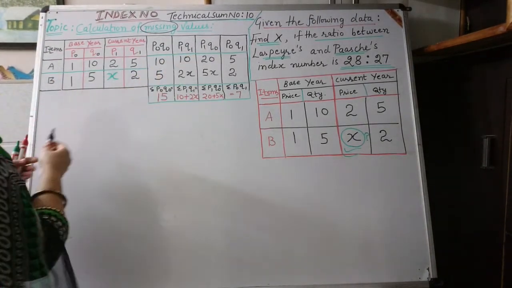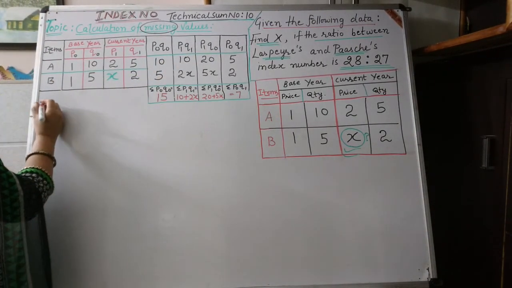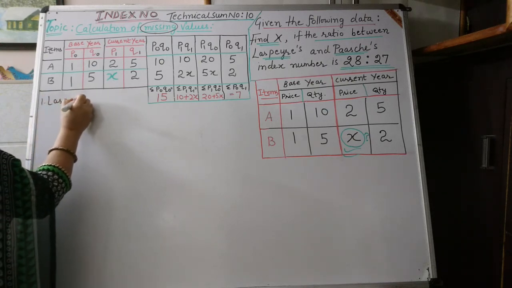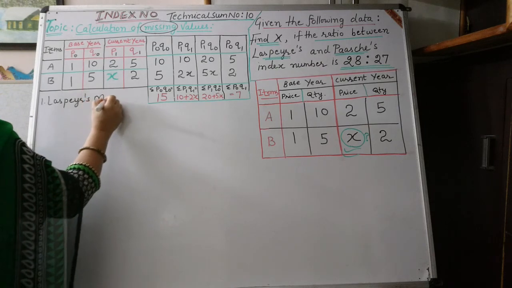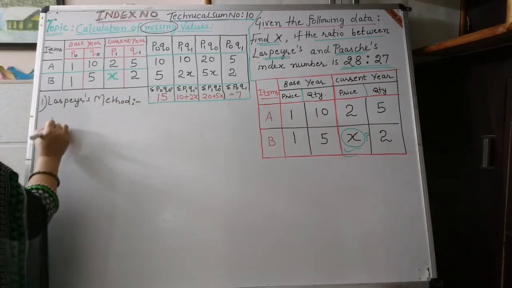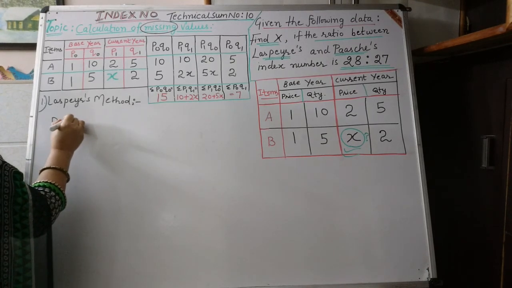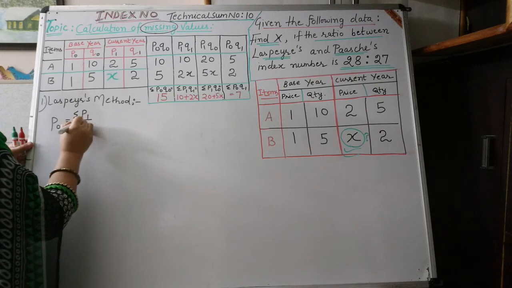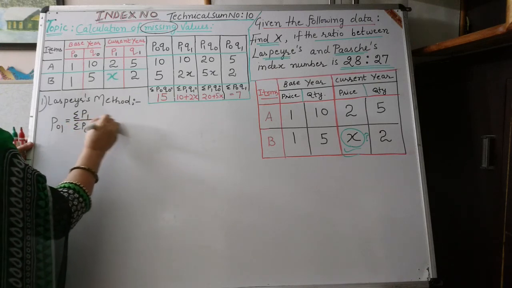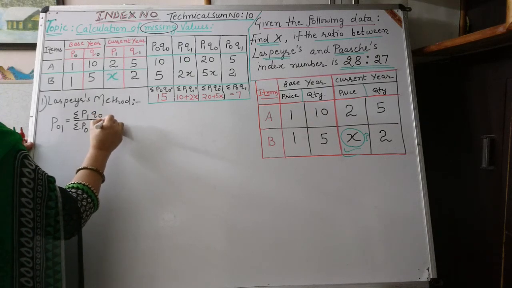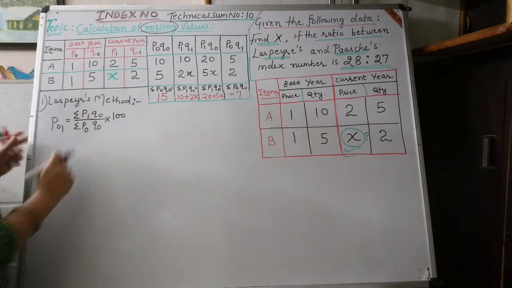And two formulas are given. Number 1, Laspeyres' method. According to Laspeyres' method, P01 is equal to sigma P1 divided by sigma P0, where the base year quantity is multiplied, and the whole is multiplied by 100.